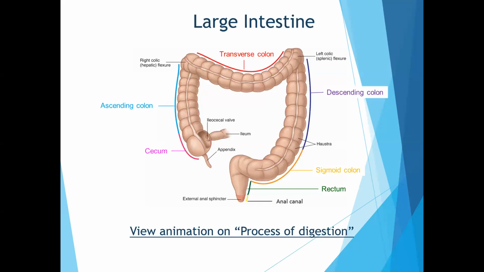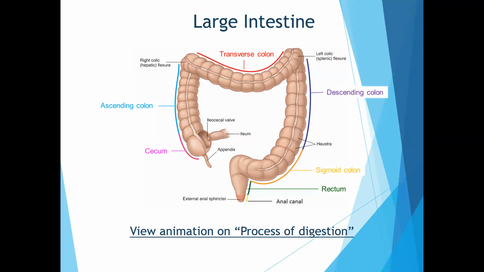So the large intestine begins in a blind pouch known as the cecum. So the cecum is the start down here. And here's the ileum, the last portion of our small intestine. There's the ileocecal valve, which is going to allow the food or waste to go from the ileum into the cecum.